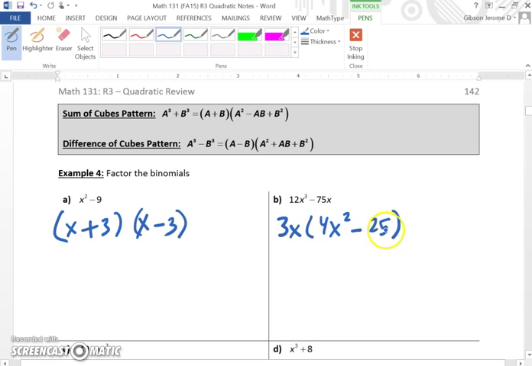Now 4x squared minus 25, this is still the difference of two squares. So we would do our two parentheses and of course bring down our 3x. We have a plus in one and a minus in the other. The square root of 4x squared is 2x. And the square root of 25 is 5. And there's nothing more we can do with that.